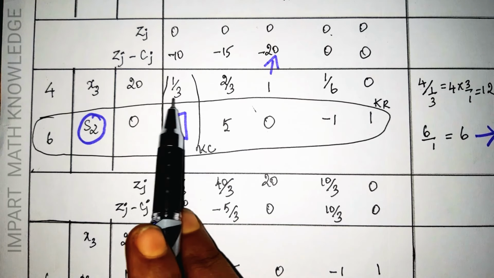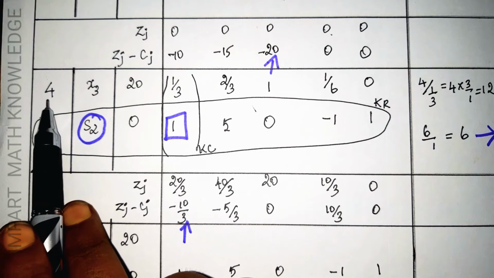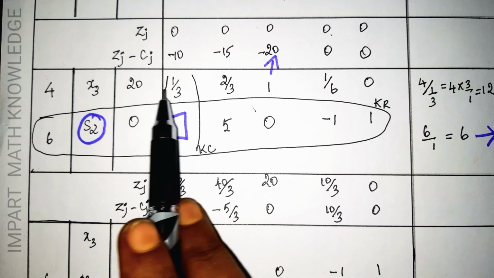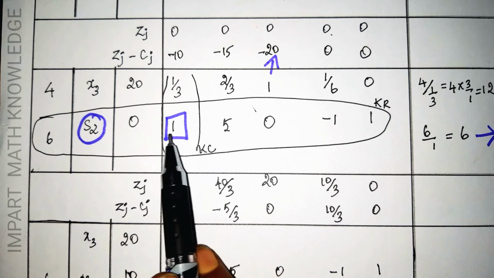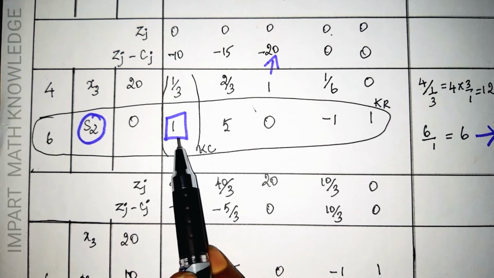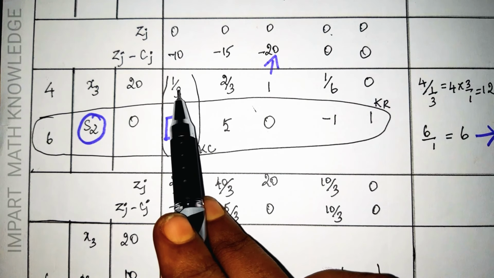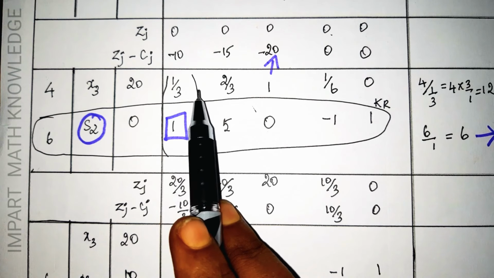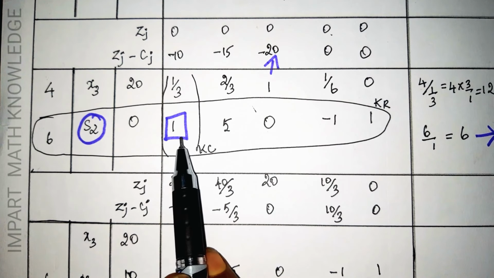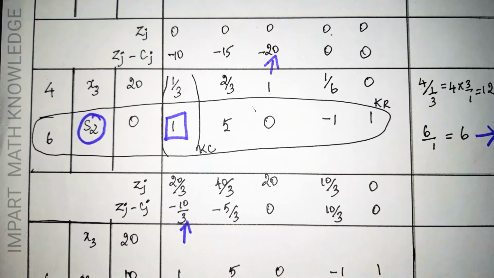We have to find the new value for this row. For this row, the old value was 4 minus key column value 1 by 3, key row value was 6 divided by key value. The next value, the old value was 1 by 3. 1 by 3 minus key column value was 1 by 3 into key row value was 1 divided by key value was 1. So like that you have to find for all the values.